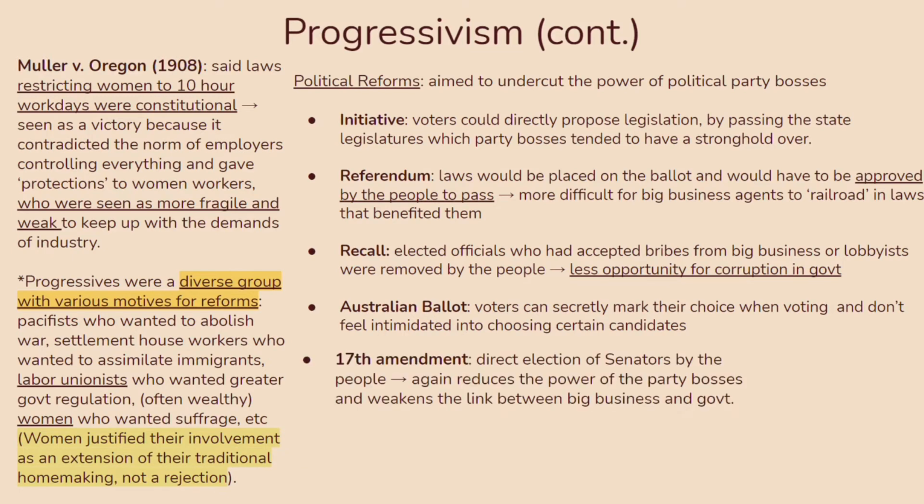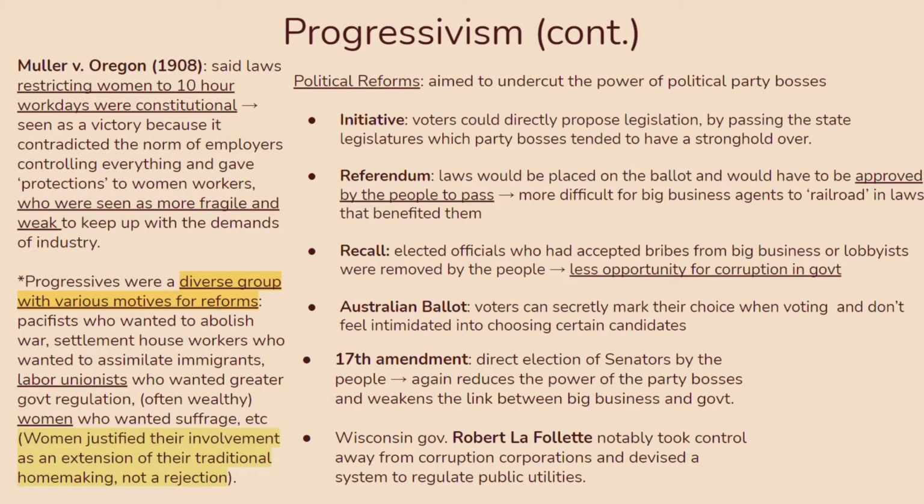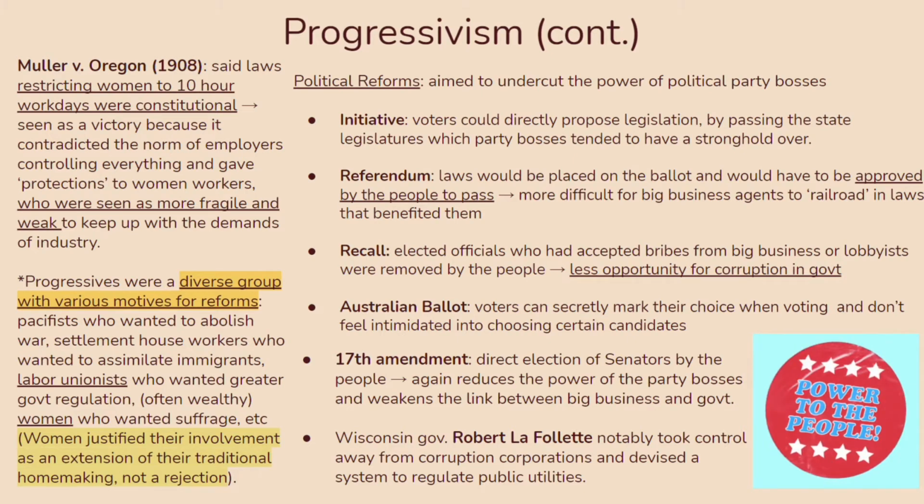You have the 17th Amendment, which allowed for the direct election of senators by the people. So this again reduces the power of the party bosses and weakens the link between big business and government. It's all about the people. And finally, you should know about Wisconsin's governor, Robert La Follette. He essentially took control away from these corrupt companies and devised a system to regulate public utilities. So with all of these political reforms, we're seeing that more power is going to the people. People are just more in control of what happens in society.